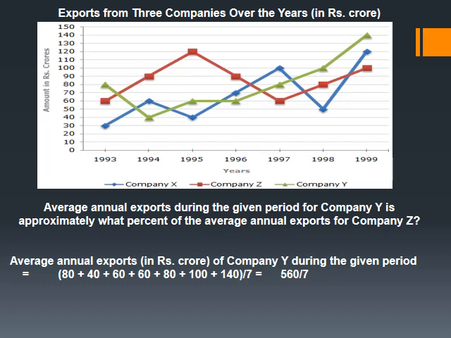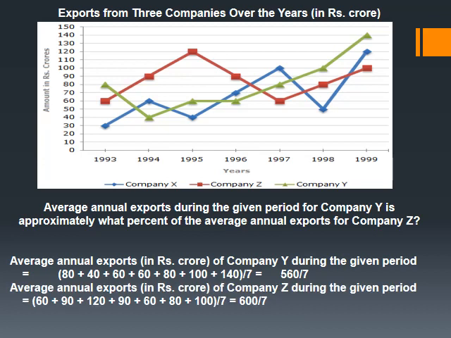So for the average annual exports of company Y, we add all these numbers, company Y is given in green color. So you can see 80, look at the chart, 80, then comes 40, then comes 60, 60, 80, 100 and 140. You can look at the chart, get these numbers and divide by 7.